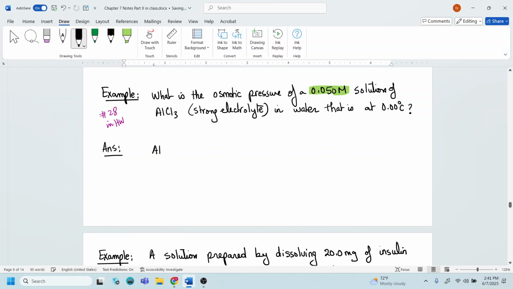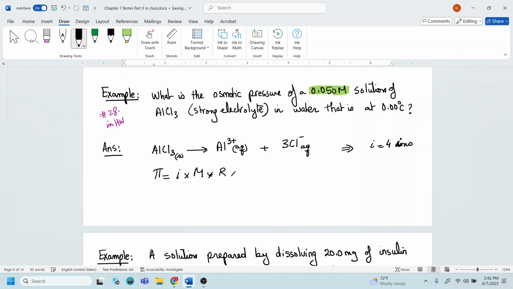So aluminum chloride, which is a solid, will dissociate into Al3+ aqueous plus 3Cl- aqueous. So the total number of ions that I am forming here is equal to 4 ions. So I'm forming 4 ions in there, and that is going to be i. I want to calculate the osmotic pressure.